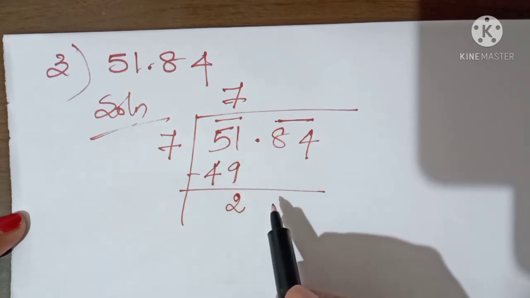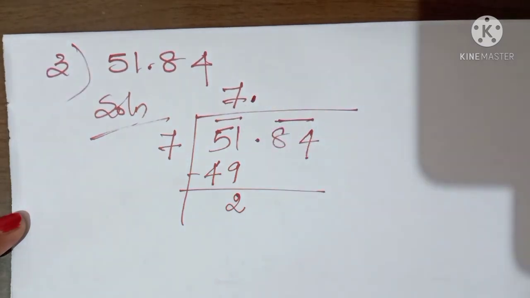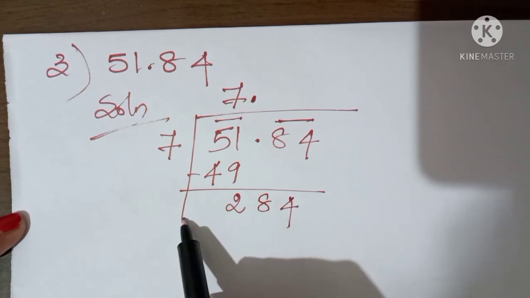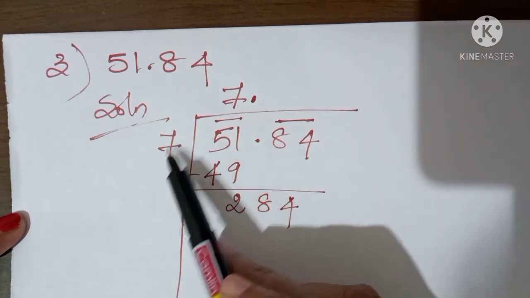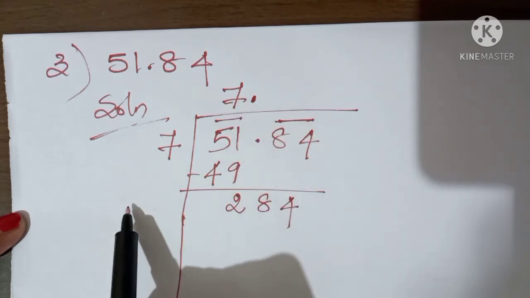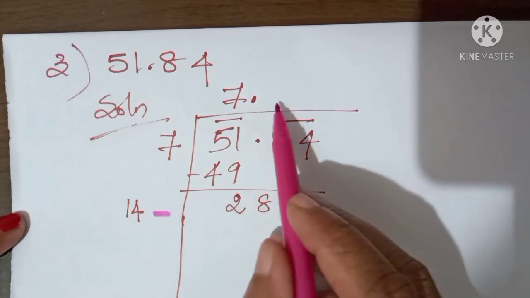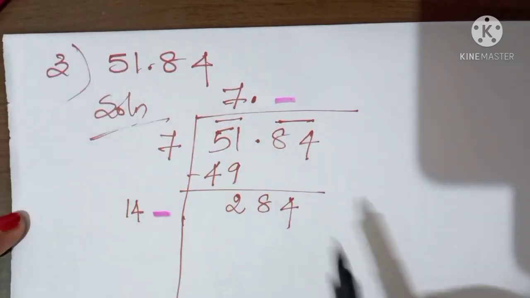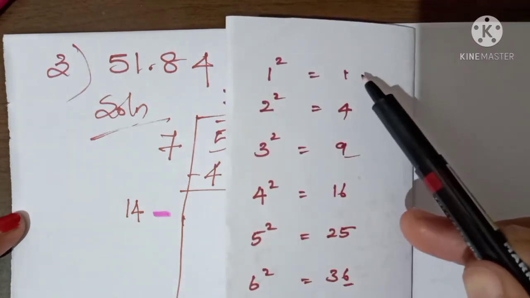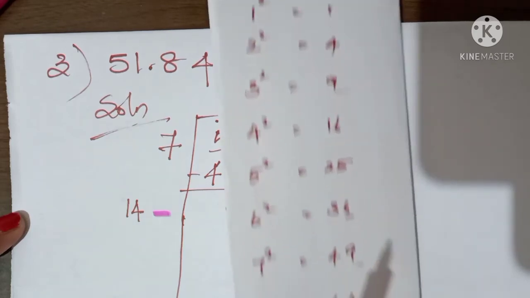So next, here is a decimal point. Don't forget to put the decimal point here. After that I'll bring this number down, 84. Next, 7 plus 7, 14. Then I want to find the digit here, right? So what is in the ones place? 4. So 1, 4. Here what is that? 2. So shall we check for 2?